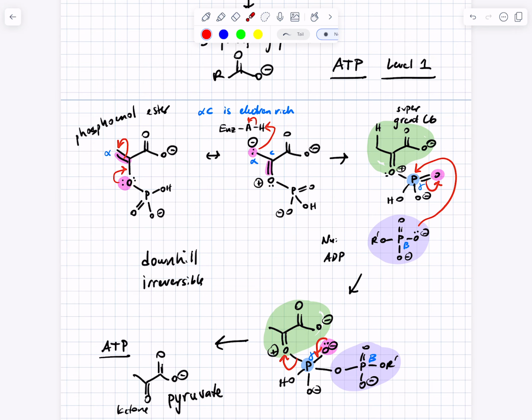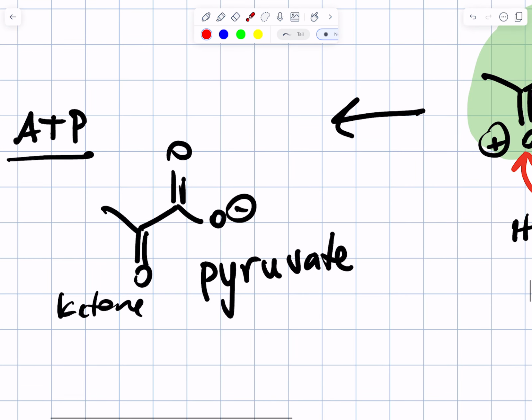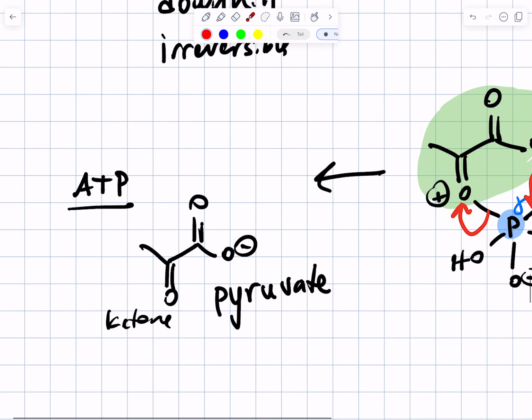Now, if you looked at that, you might say, I think there's more to be done here, because you still have a ketone. That's a level 1 reactive molecule. It might be reasonable to generate some more molecules of ATP from that. There are, in fact, your body does extract more energy from pyruvate.